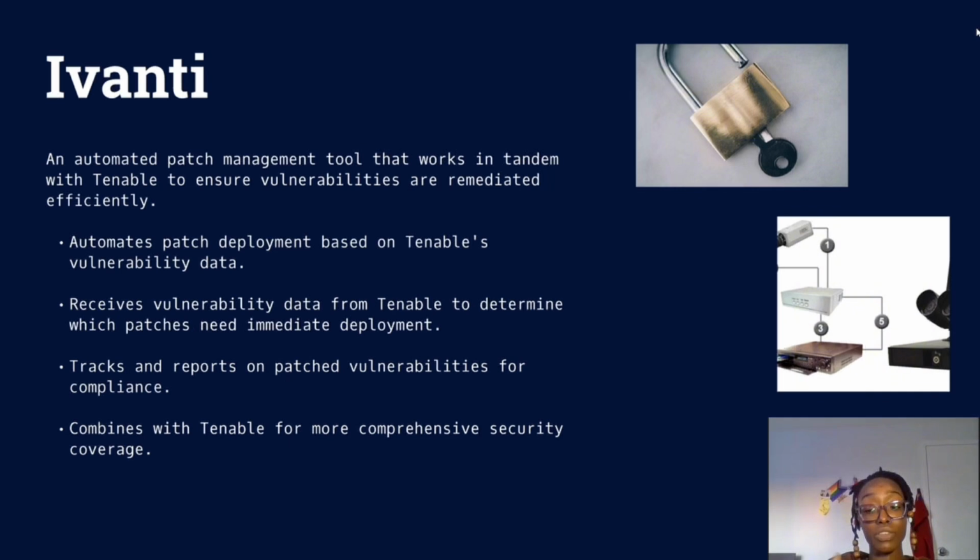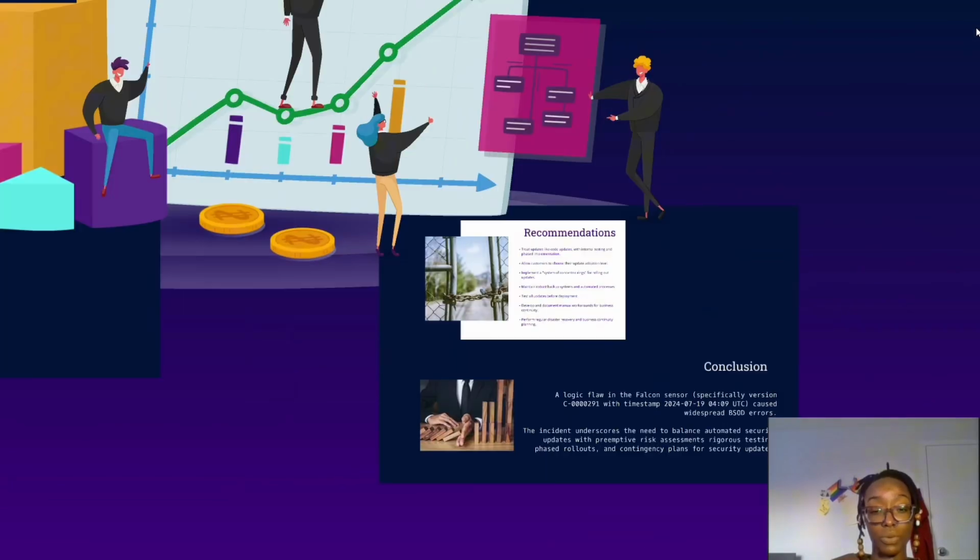Aside from that, Ivanti also creates a log of everything that has been patched, and that log can be checked against the log created by Tenable. It is then used for log correlation checks to ensure that these patches are being deployed appropriately, and also to be compliant with security policies and regulatory bodies. Together, Ivanti and Tenable offer a proactive and automated approach to vulnerability management that provides more comprehensive security coverage, reducing the window of opportunity for cyber attacks. Now, over to Miriam for our recommendations going forward.